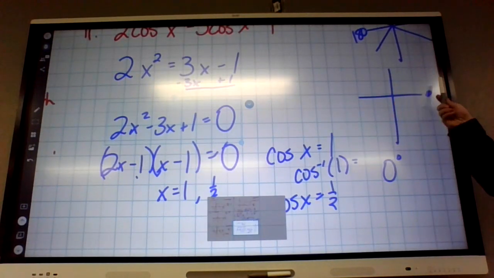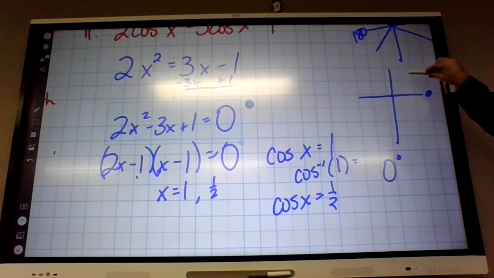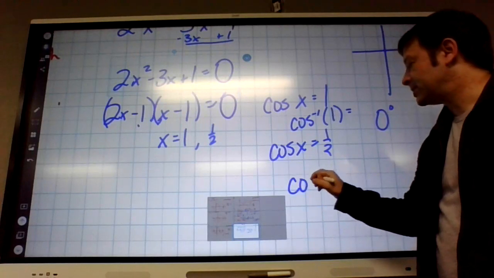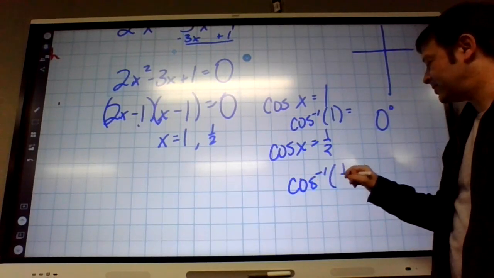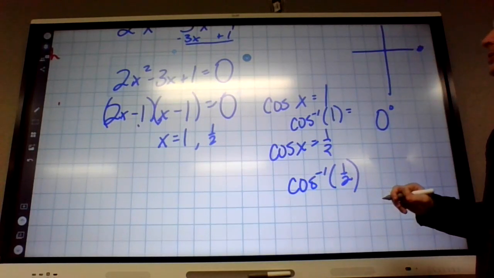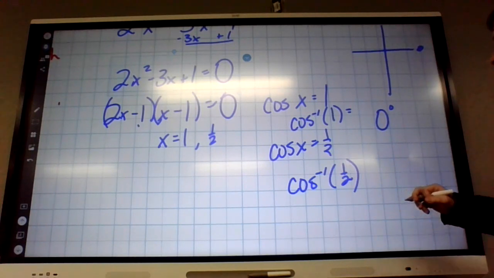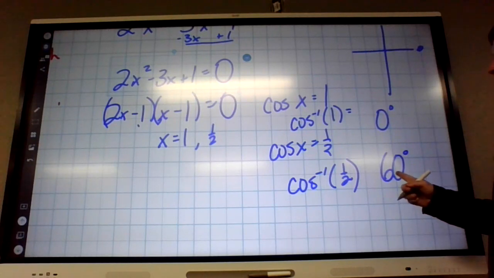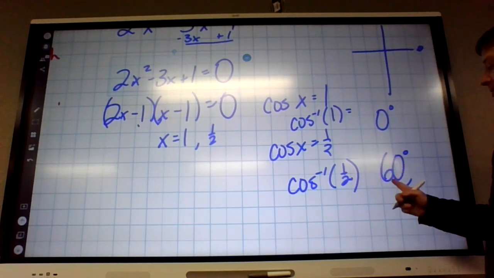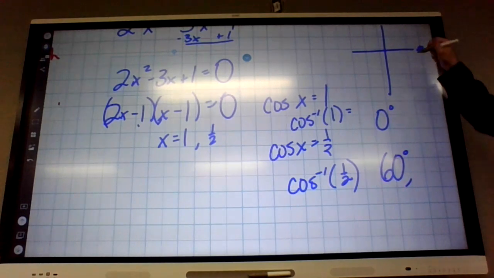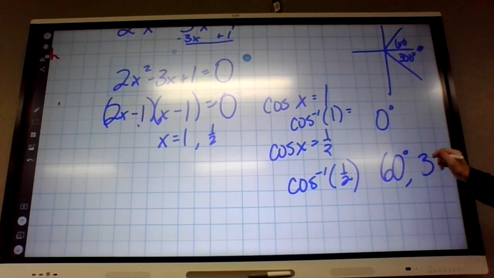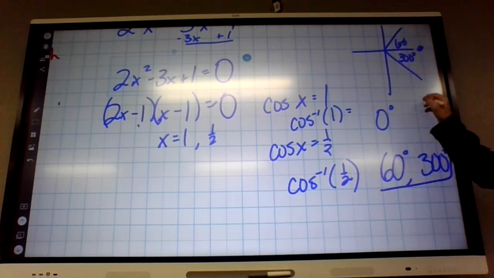Cosine is positive to the right. It's not even in a quadrant, so I don't know how you would do another. But this one is cosine. Did we already do cosine inverse of 1/2 earlier? It was 60, right? So this is a normal one. Where else is cosine positive besides the first quadrant? Fourth. So if this is 60, this would be 360 minus 60. So it's kind of a weird one because it has 3 answers.